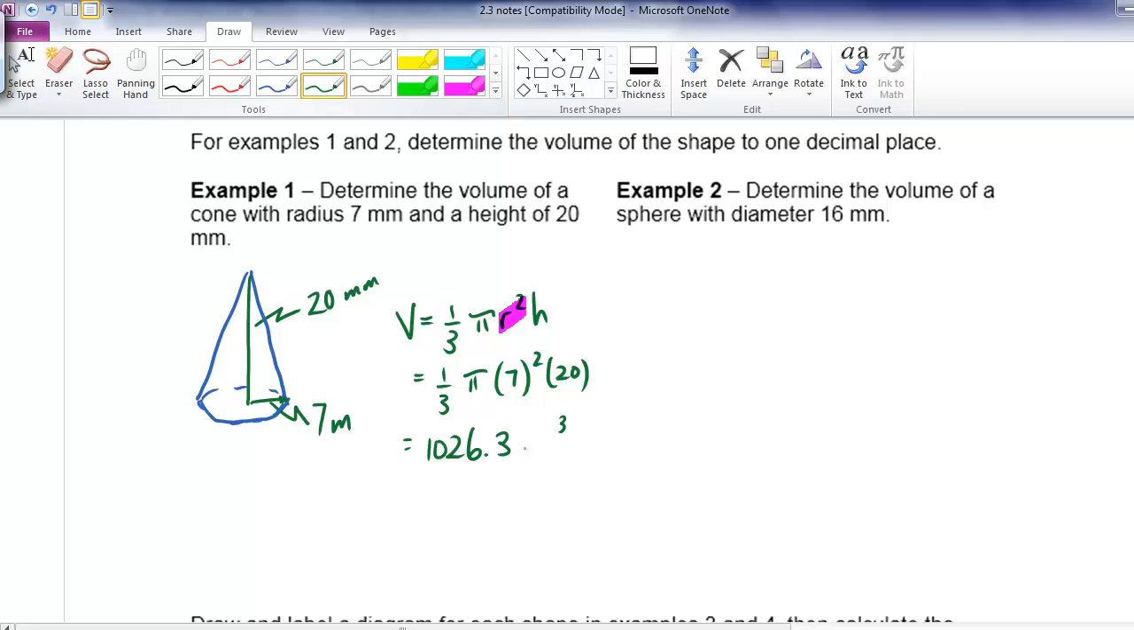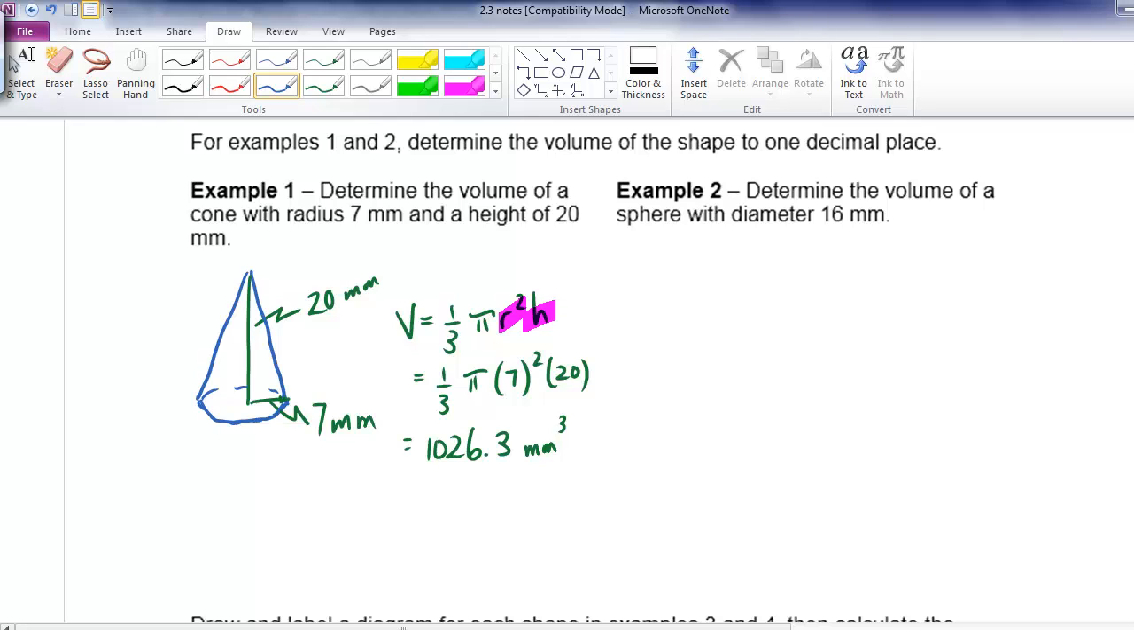How about we get the right units, Mr. Nicholson? If we go back to our units, then if our radius is 7 millimeters and we square that, then our units get squared. So we have millimeters squared, and then we have another measure of unit. So we have millimeters cubed. Okay, let's look at the next one.